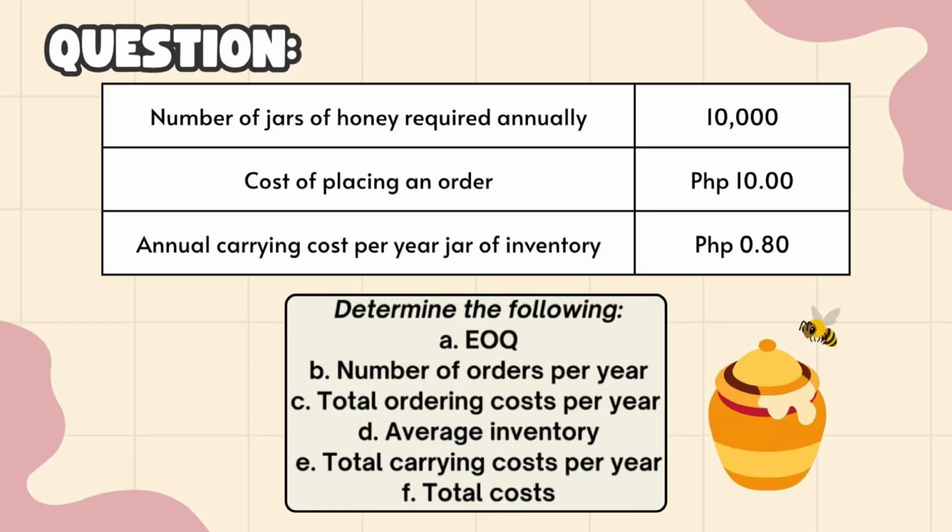So here is our example. There are 10,000 jars of honey required annually. The cost of placing an order is 10 pesos, and the annual carrying cost per jar of inventory is 0.80 pesos. So we have to determine the EOQ, the number of orders per year, the total ordering costs per year, the average inventory, the total carrying costs per year, as well as the total costs.